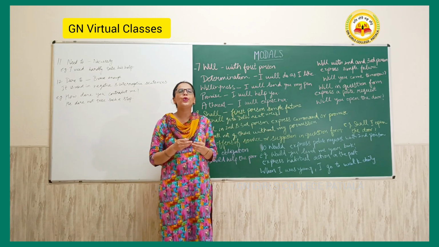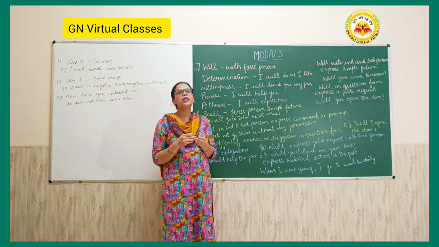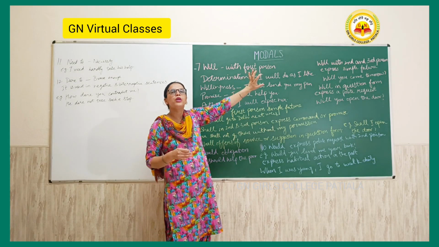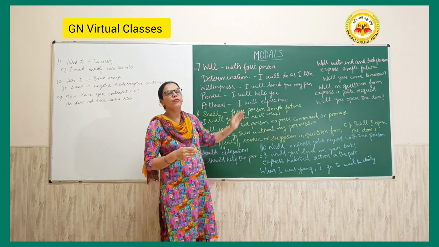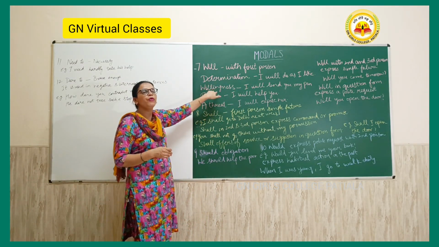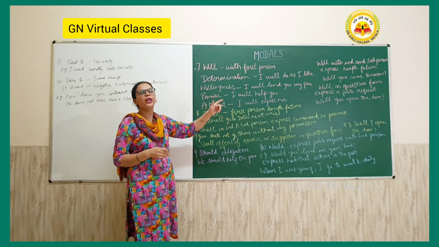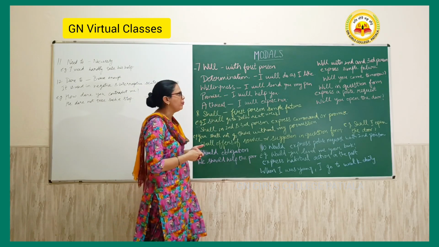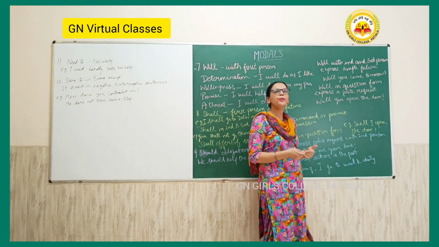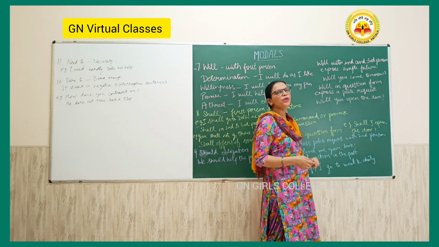As generally you know, in the future tense, the first person is always shall. But when you are writing for determination, willingness, promise and threat, then you have to write will with the first person I. And will with the second and third person expresses only simple future. Simple future, for example, will you come tomorrow?